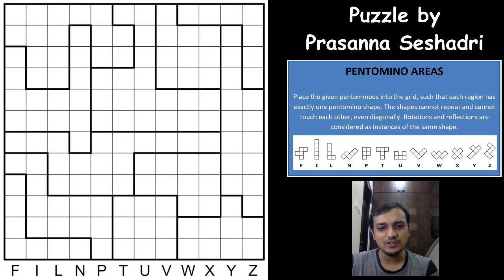So coming on to the puzzle, according to the rules, we have to place the given shapes of pentominos. The shapes are given below the rules. As you can see, there are exactly 12 shapes, and I have written the name of the shapes as well, the letters referring to the shapes. All those shapes have to be placed in the grid in such a way that each region, so there are a few irregular regions as you can see, will have exactly one shape, and no two shapes can touch each other even diagonally.